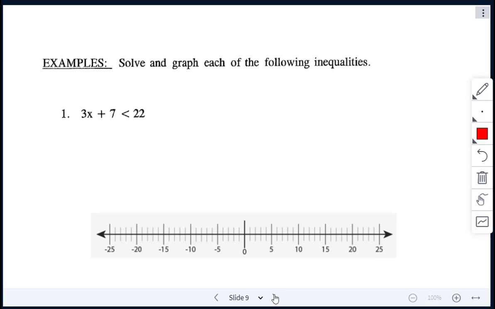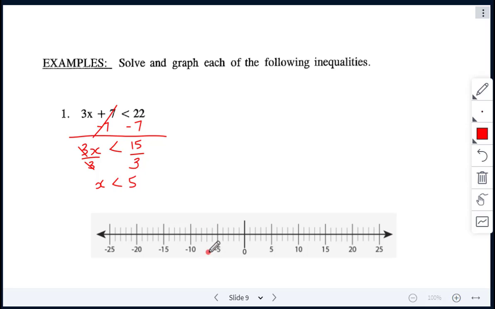So let's take a look at some examples here. Our first example, we have 3x plus 7 is less than 22. So we're going to solve this just like we have been with a type 2 equation. The first thing we're going to do is subtract 7 on both sides. That leaves me with 3x is less than 15. Next, we're going to divide by 3 on both sides, and that leaves me with x is less than 5.